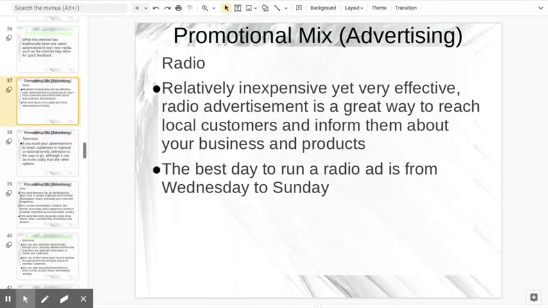Radio is relatively inexpensive yet very effective, and can reach a lot of people. Radio advertisement is a great way to reach local customers and inform them about your business and products. The thing about radio, not as many folks listen to it anymore because of the auxiliary cord. Let's just be honest. But in its heyday, radio was a great way to reach out to a lot of folks. I don't know if it is what it used to be, unfortunately. The best day to run a radio ad is from Wednesday to Sunday. I would probably agree with that. Most of us are going to be out in our cars during those times. Monday, Tuesday, maybe not as much. Sunday, understandable. Monday, Tuesday, beginning of the week.